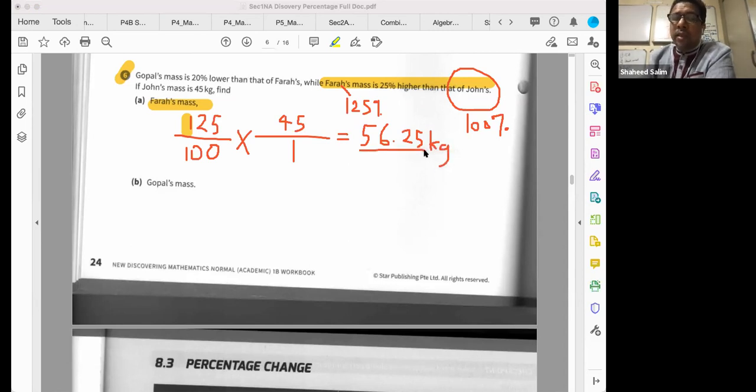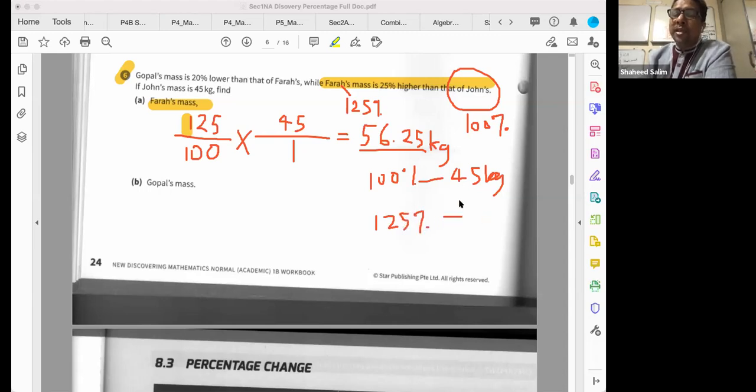So, you say you don't understand. Okay, I give you like that. 100%, primary school method. 100%, 45 kg. Now you want to find who? You want to find Farah. Farah is how much? 125%. Go and find out. That's it. You find 1%, whatever percent, you can get the answer. Same thing. Now find Gopal's mass.